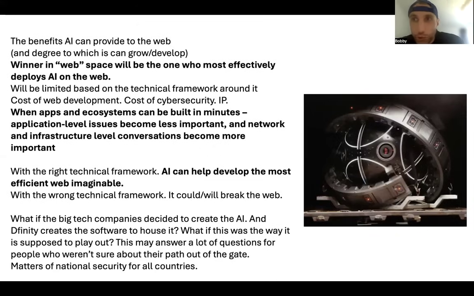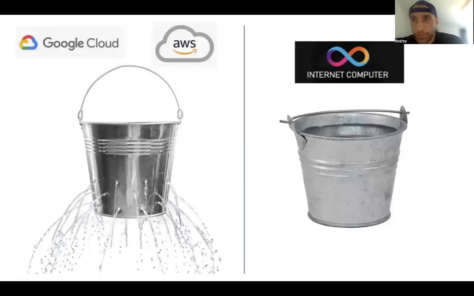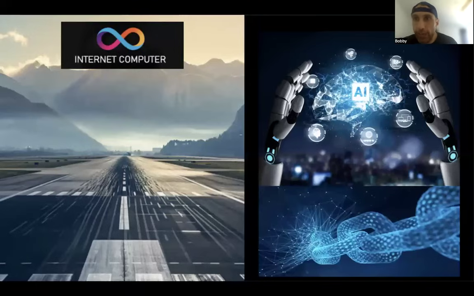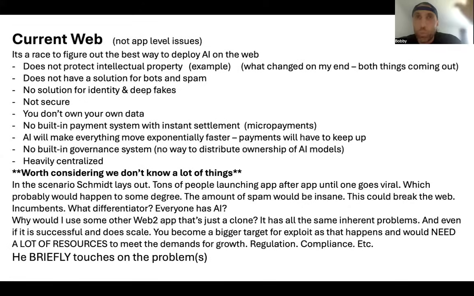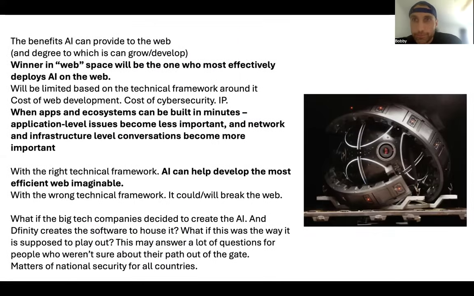When applications and ecosystems, important point, when you can just tell an AI and then just start building applications and ecosystems in minutes, when that's possible at that scale, that quickly, I feel like the conversation at that point changes to network infrastructure, technical framework level stuff. Because if application level stuff is that seamless, well then that's no longer an issue, right? So what are the other issues? What are the other problems to solve for? And this is it.